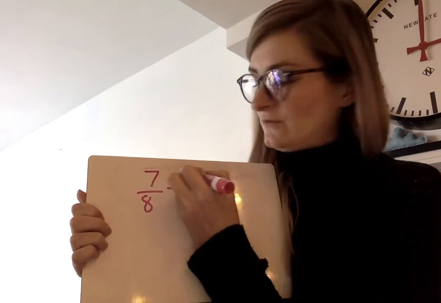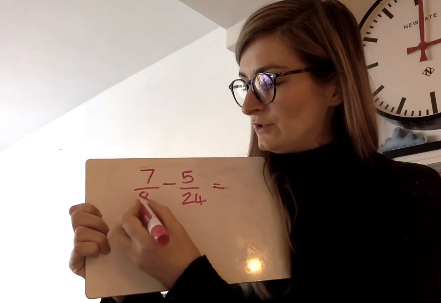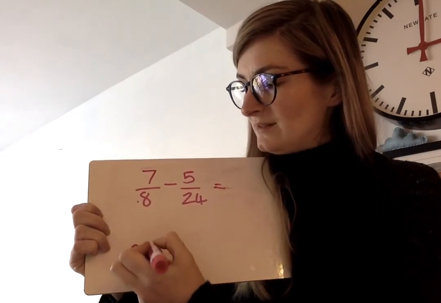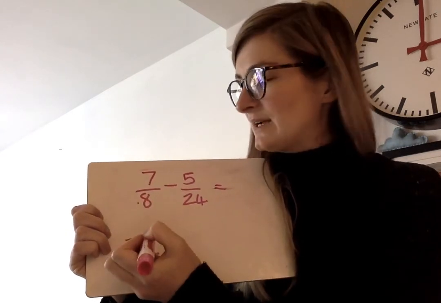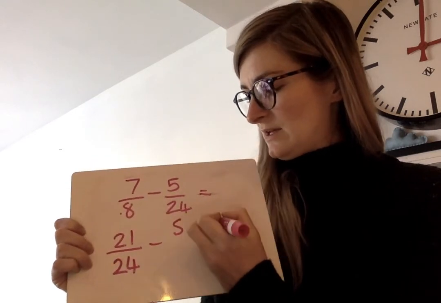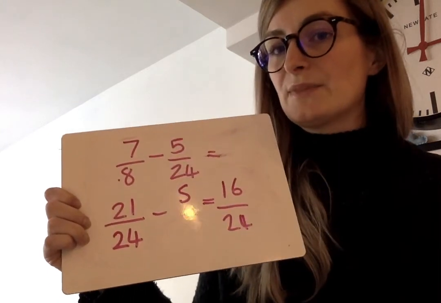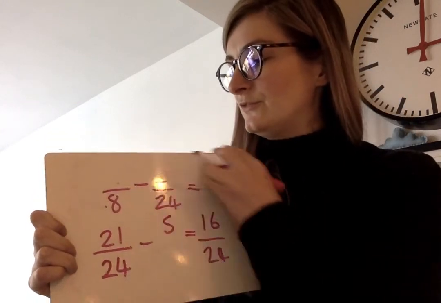7/8 subtract 5/24. The lowest common denominator is 24. 8 into 24 is times 3, sorry. 7 times 3 is 21. Subtract 5 equals 16/24. Can you simplify that? Yes or no? Do it if you can.